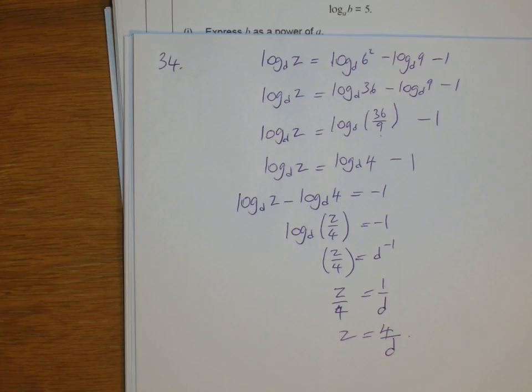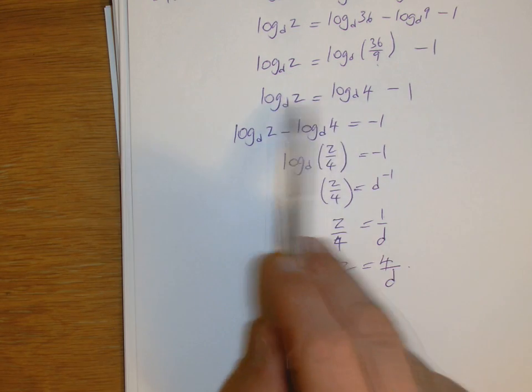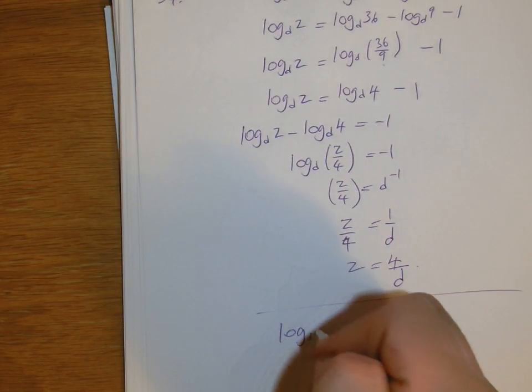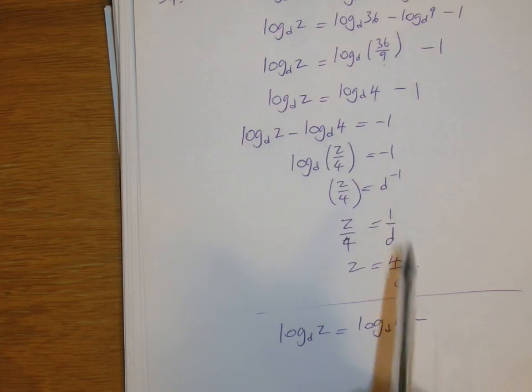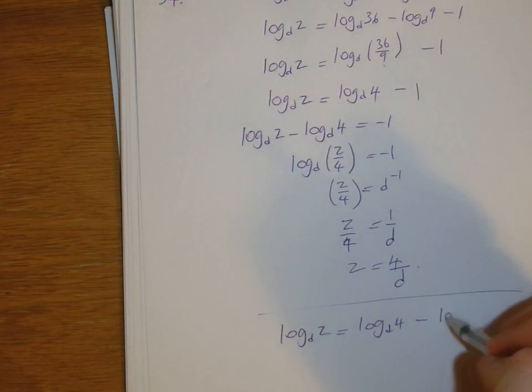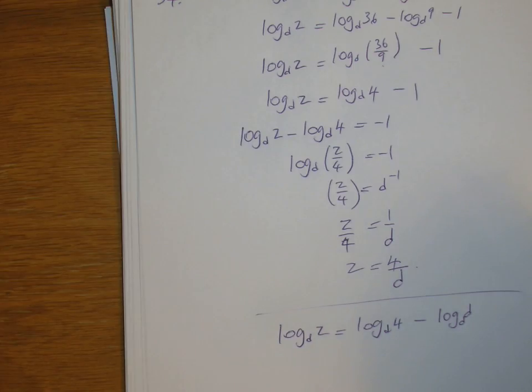Okay, so that's one way of doing it. There is another way. If we go back to this situation here, what we can do is write 1 as a logarithm. Now 1 as a logarithm you could write as log to the base d, obviously, because we were talking about d here, log to the base d of d. Log to the base d of d would be 1.